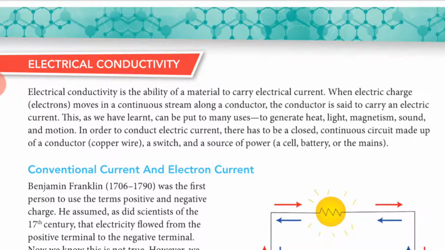Now we can see that electricity is useful in most electrical appliances to generate heat, light, to produce magnetism, that means magnetic field, sound, to run vehicles, right? But for all these things we need a complete circuit through which electricity can flow, right?